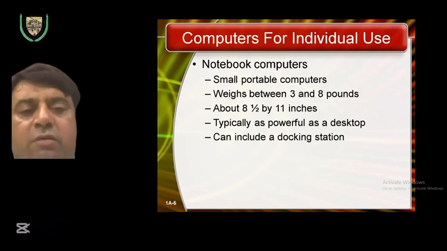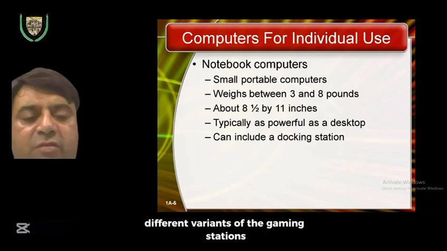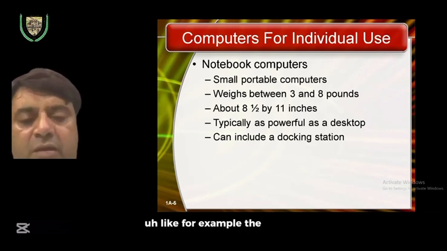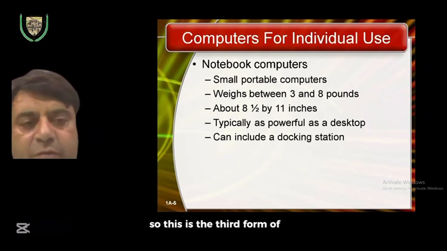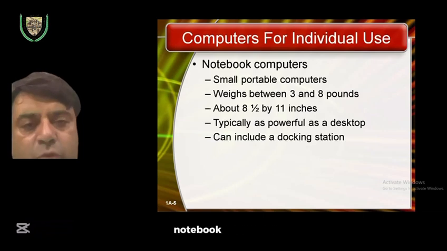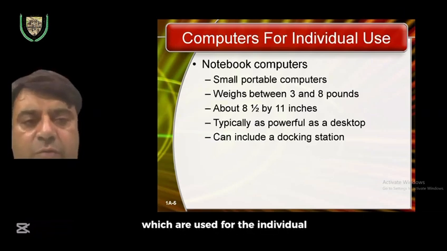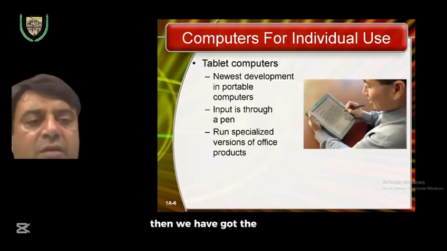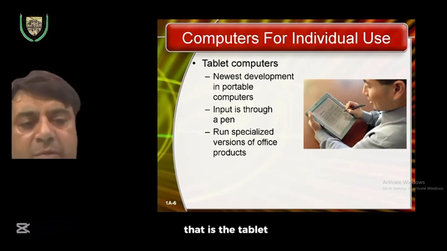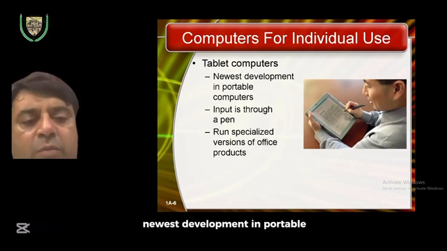It can include different variants such as gaming stations, for example, the docking station. So, this is the third form of computer, notebook computers, which are used for individual purposes. Then we have another form of computer, that is the tablet, the newest development in portable computers.